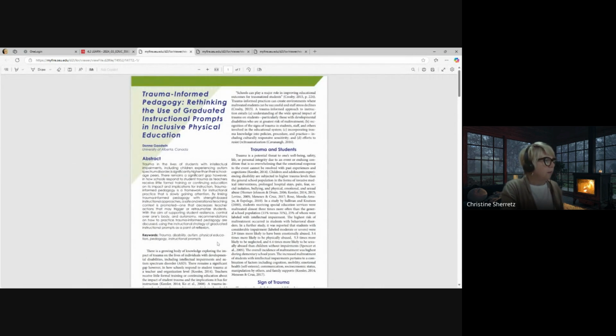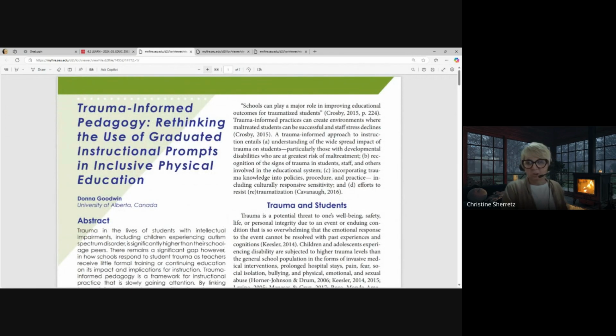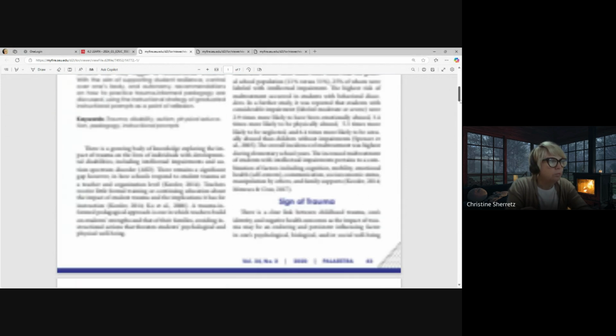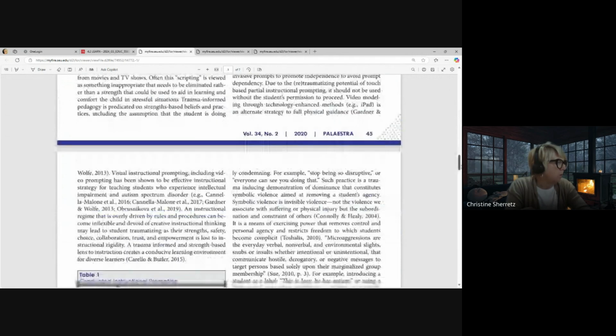Another article, Trauma Informed Pedagogy: Rethinking the Graduated Instructional Prompts in Inclusive Physical Education. Some of you may be special education teachers. I've been a special education teacher. We know, especially with kids in special education, we do a lot of prompts. I really thought this was a fascinating article.